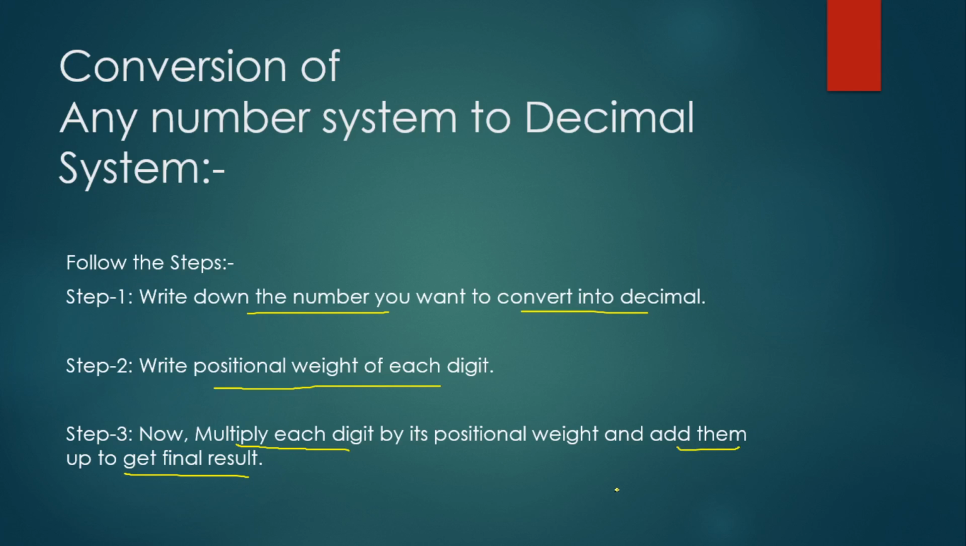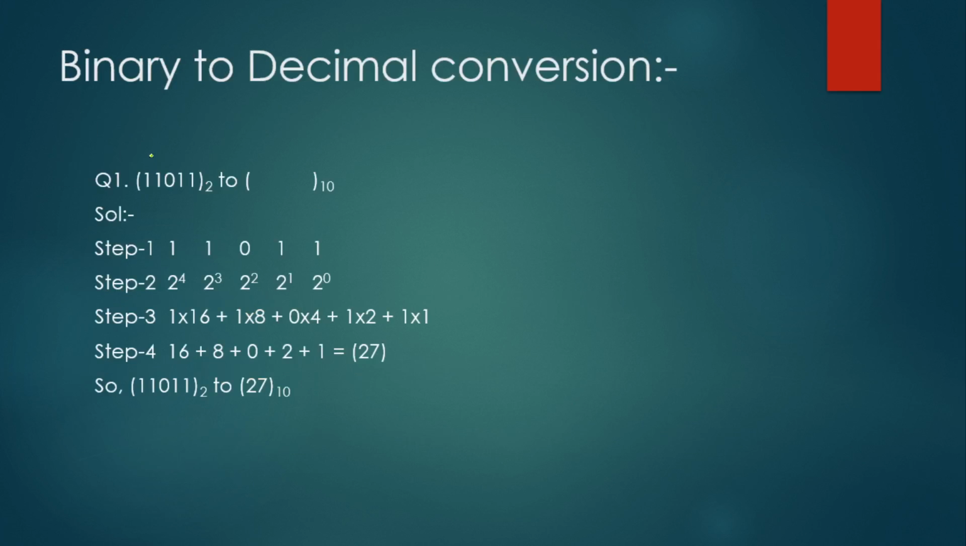Okay, so we will discuss how we can convert a binary number to the decimal number system. So here we are going to convert this binary number to the decimal number system. This 10 is indicating that we have to convert this number to the decimal number system, because the decimal number system has 10 base value. Now first step is you have to write down the number. So this is the number you have to convert to the decimal, that is 11011.